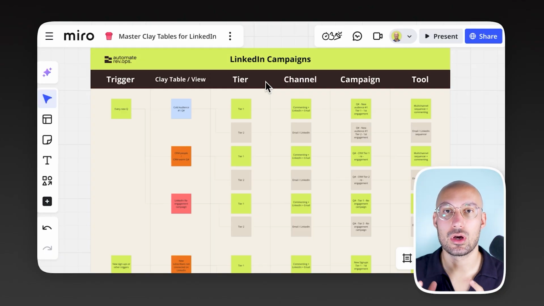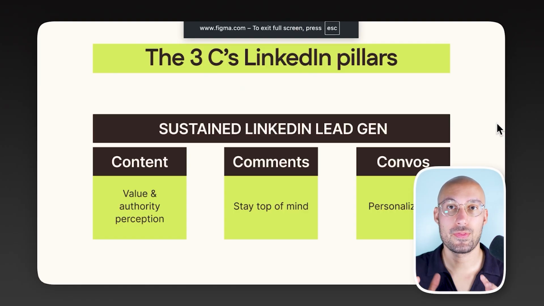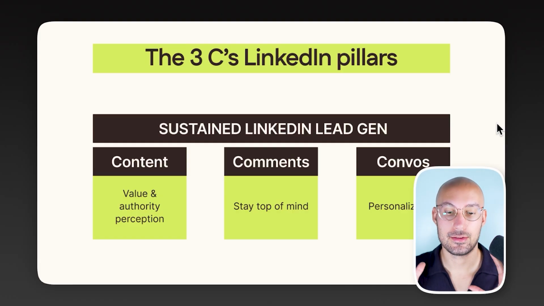So let me introduce you to how we suggest our clients manage their LinkedIn campaigns. The first thing that you need to know about LinkedIn is that there are three main pillars that you need to perform in order to get results. The first one is creating content. In order to create content on LinkedIn, the best recommendation possible is to first do research and understand which type of content is performing really well.